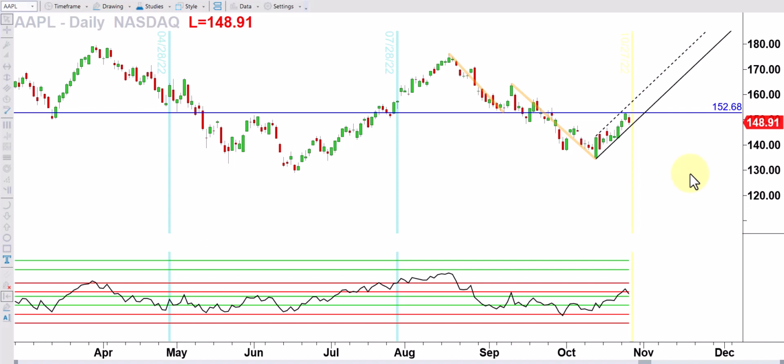So we'll see how this Apple, which is the biggest component of the S&P 500, unfolds with its Q3 earnings release. Catch you on the inside.